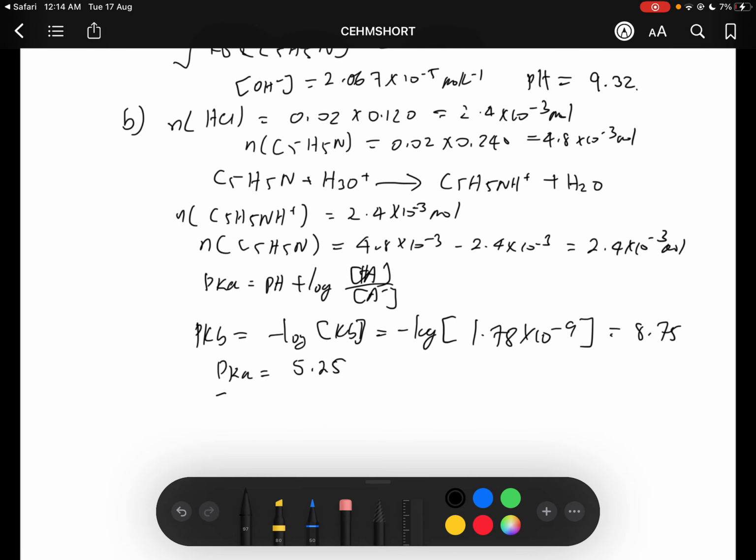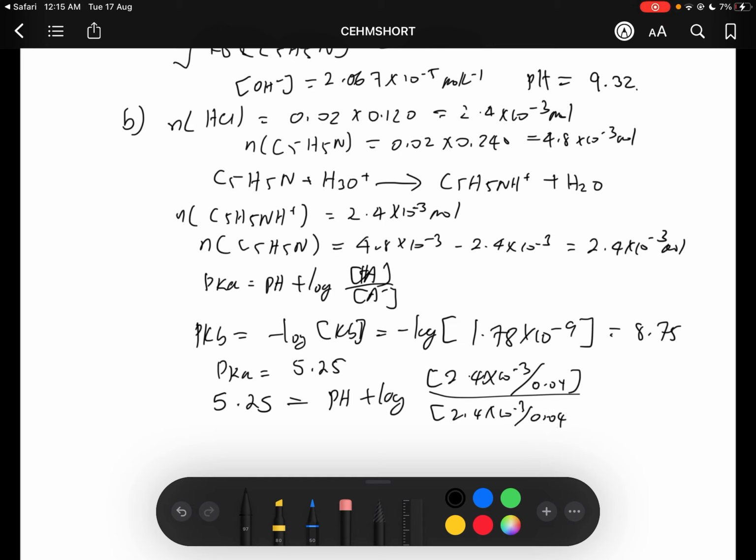So we're going to plug that into our Henderson-Hasselbalch equation. So 5.25 is equal to the pH, which we don't know, plus log of the acid, which is 2.4 times 10 to the power negative 3, divided by the volume, which was 0.04, divided by 2.4 times 10 to the power negative 3, divided by 0.04. They will cancel each other out, so therefore we see that pH equals pKa, so therefore pH is equal to 5.25 for question number 2.